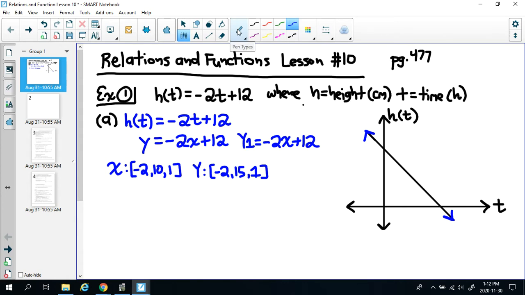Okay, part B says determine the value of h of 5. So h of 5 just means take the equation h of t, which is -2t plus 12, and evaluate it when you plug in a value of t that is equal to 5. So, again, if you want, you can write the equation out again. So we have h of t equal to -2t plus 12. And we want to now calculate h of 5.